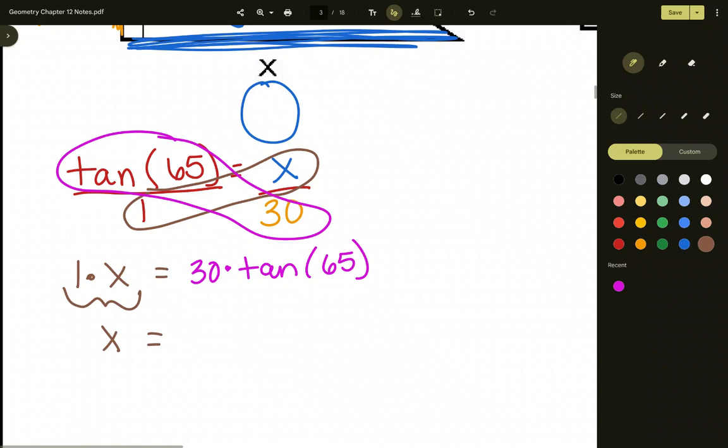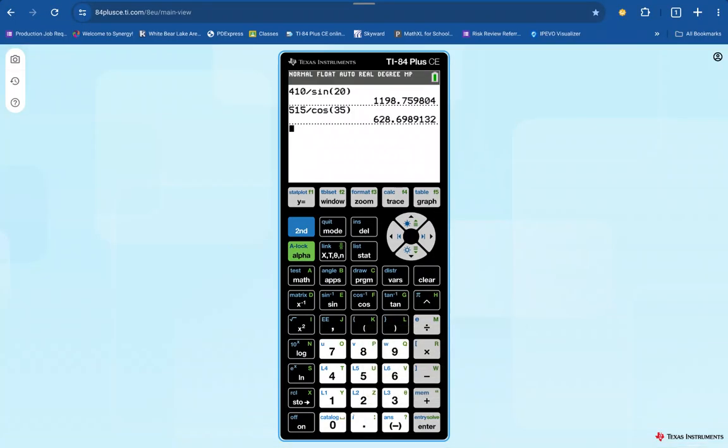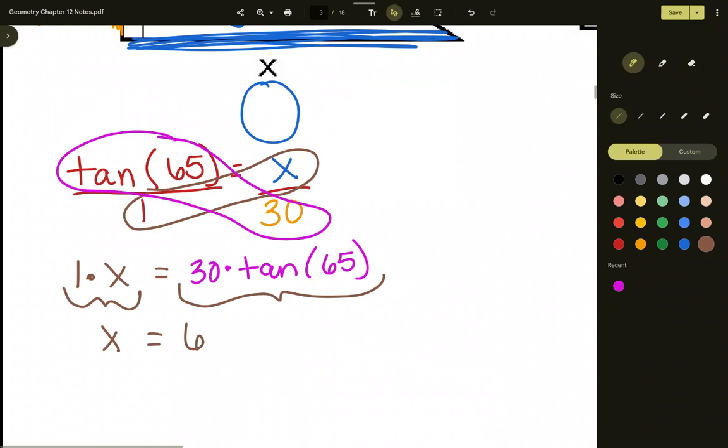With this one, 1 times x is just x. And now it says x equals, which is great. I don't have to do a t-chart. So I just have to type all of that into my calculator. 30 times tangent of 65. So I'm going to go back to my calculator. 30 times tangent of 65, close the parenthesis, equals. Comes out to 64.3-ish. So 64.3. And that's it, because I already have it saying x equals. So this x length is 64.3 units long.